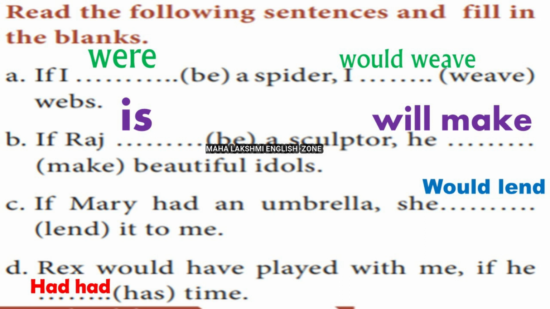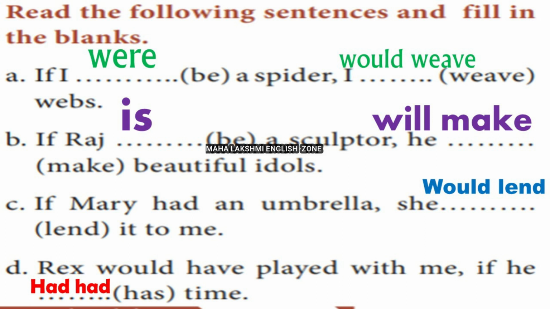Then in the second one, if Raj is a sculptor, he dash beautiful idols. So here the be form is in the present tense, and since it is in present tense, our answer will be will plus verb. So will make is the right answer. If Mary had an umbrella, she dash it to me. So here had is the past tense of have. So our if clause takes the past tense and our answer would be would plus verb. So the answer is would lend.